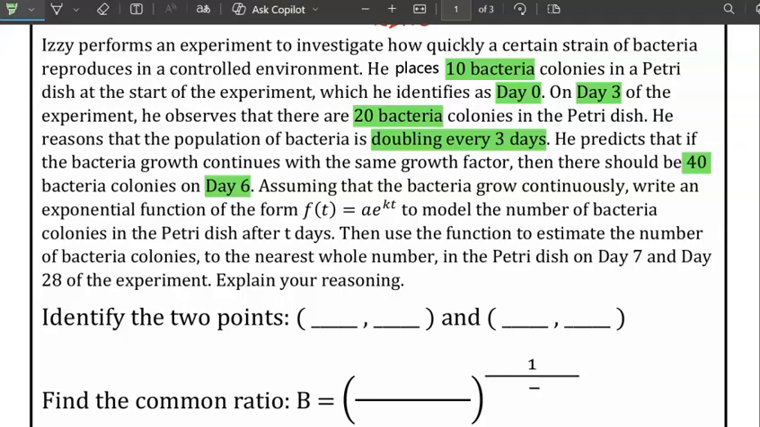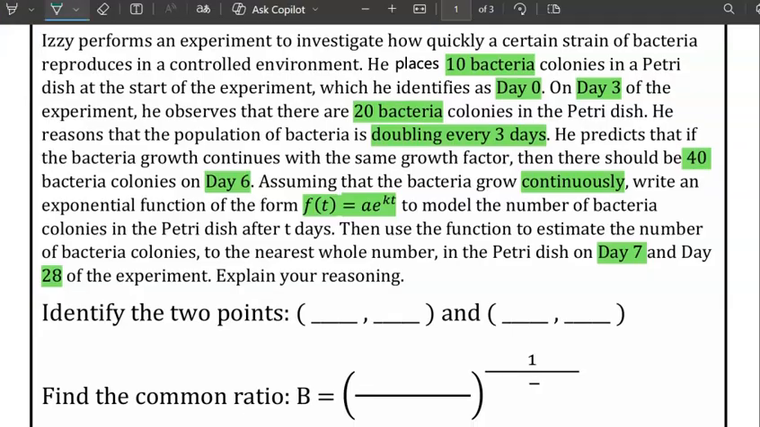Assuming that the bacteria grow continuously, write an exponential function of the form f of t equals a e to the kt power to model the number of bacteria colonies in the petri dish after t days. Then, use the function to estimate the number of bacteria colonies to the nearest whole number in the petri dish on day 7 and on day 28 of the experiment. Explain your reasoning. We want to identify 2 points in this scenario.